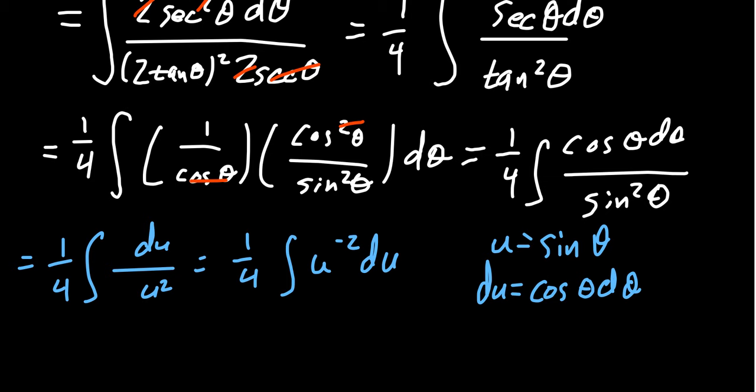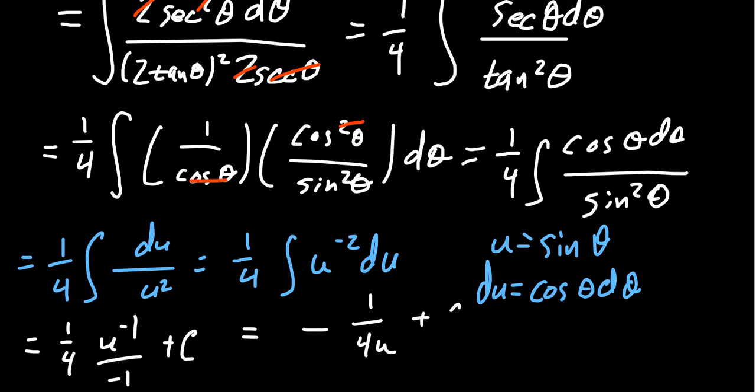That's a nice power function expression. Finding the antiderivative should be fairly much a cinch. We're going to get 1/4. You raise the power, it's a negative power, so it's going to be raised to negative 1, and then you divide by negative 1 and add a constant. That's, of course, the same thing as just negative 1 over 4u plus your constant.